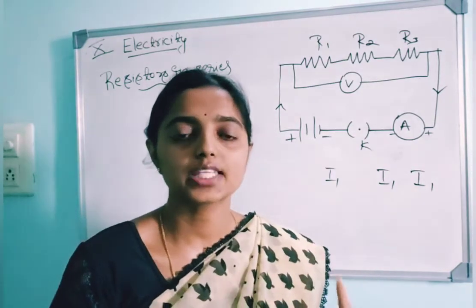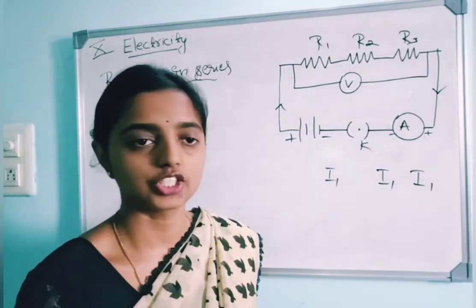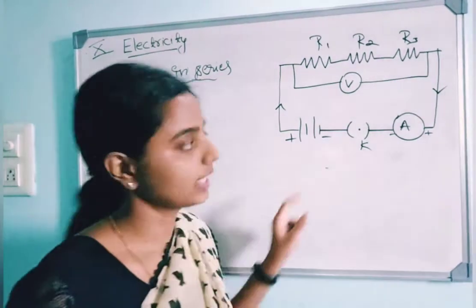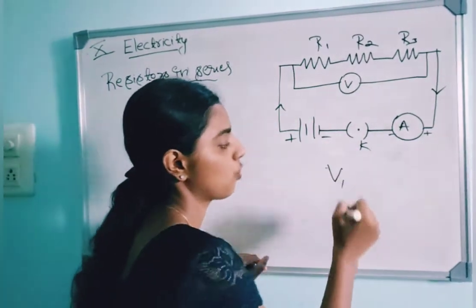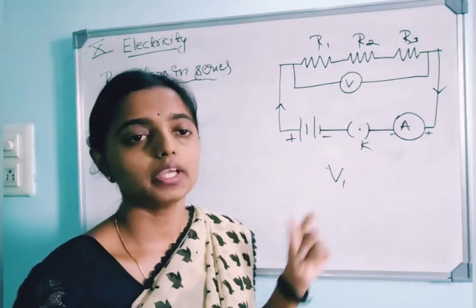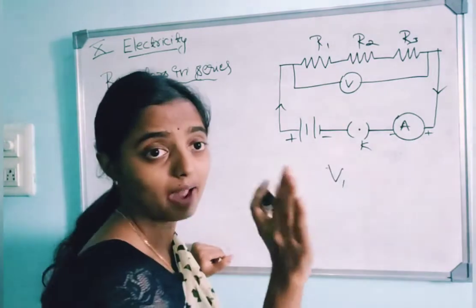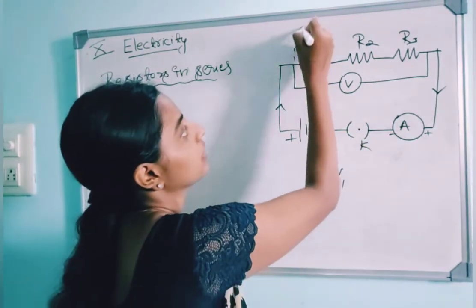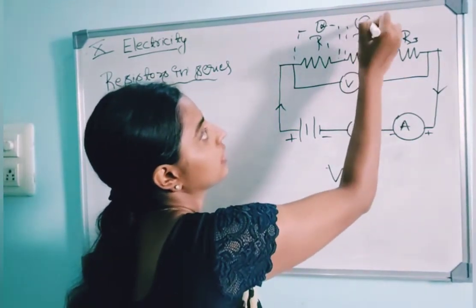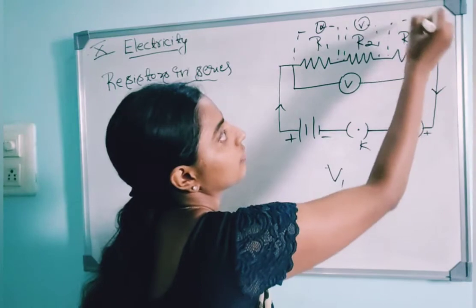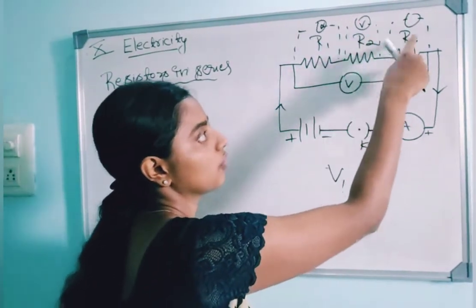Now we perform the same experiment with the voltmeter. I connect it across all three resistors and note down the value of the voltmeter. Let us say I got some value, let it be V1. Now what do I need to do? I need to connect it in parallel. Let me connect it across R1. Next let me connect it across R2. Next across R3. So I got 4 trials: first here, second here, third here, fourth here.